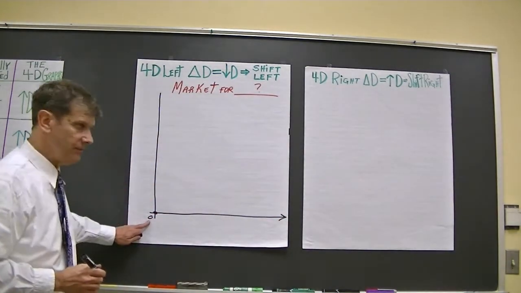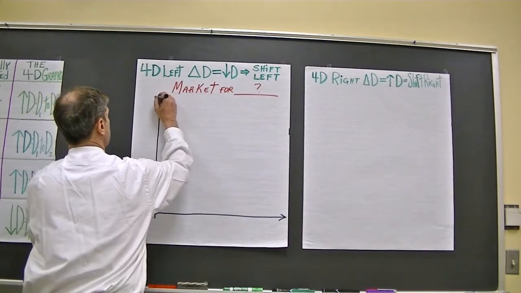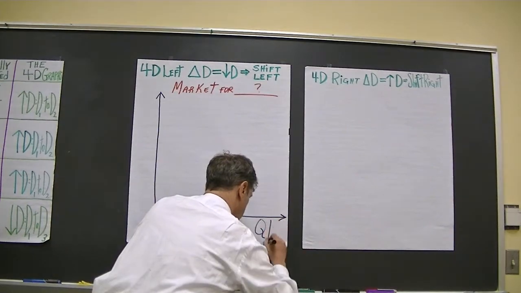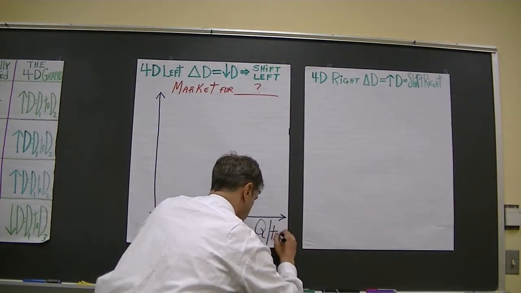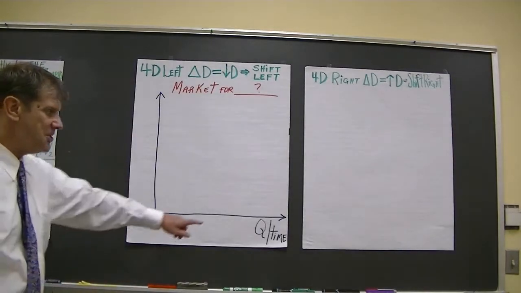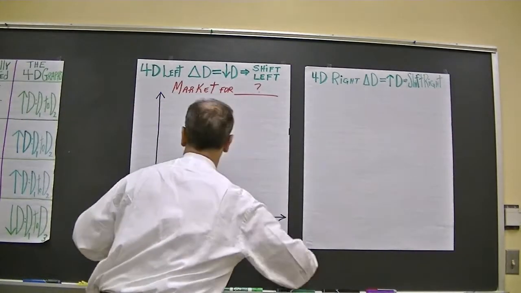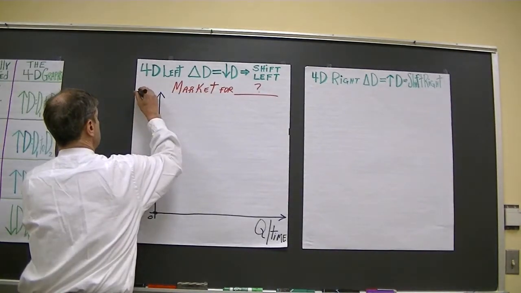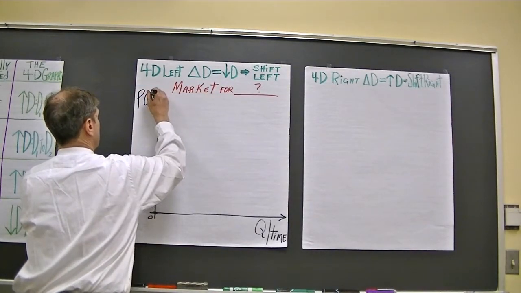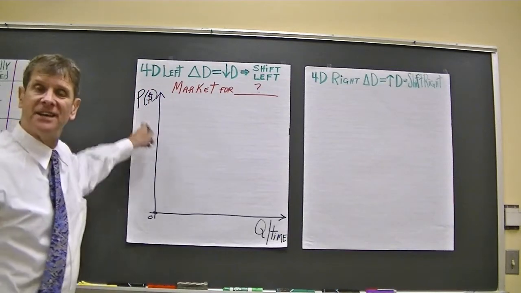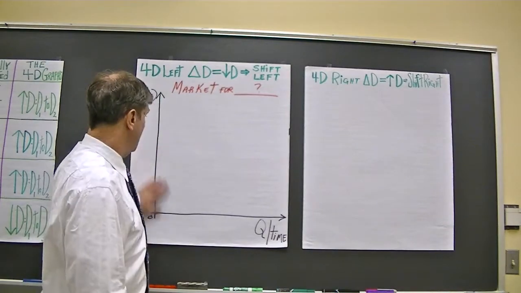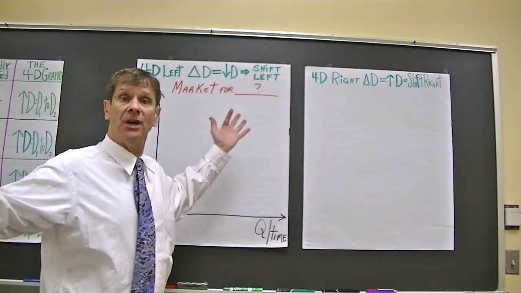Here's the 0 point, right, where the axes meet. Oh, I forgot my arrow here. Remember? Quantity per period of time on the horizontal axis. And then P for price expressed in terms of dollars. Okay, so that's the demand and supply model shell.